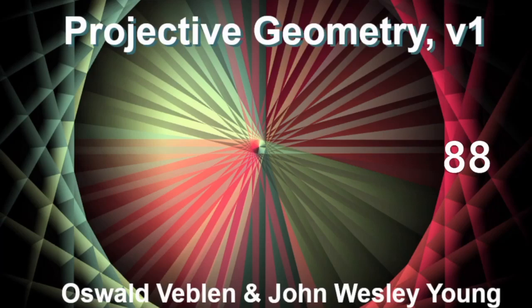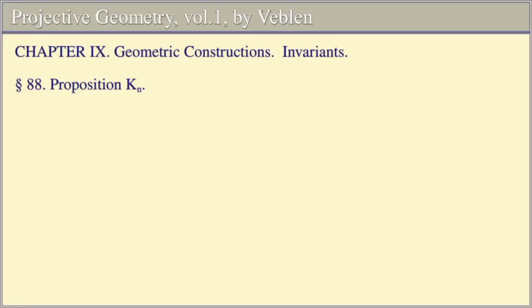Projective Geometry, Volume 1, by Oswald Veblen and John Wesley Young. Chapter 9, Geometric Constructions, Invariants.